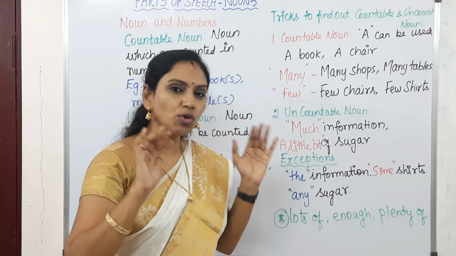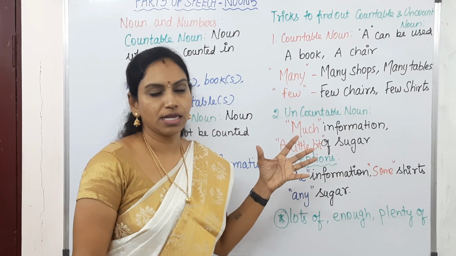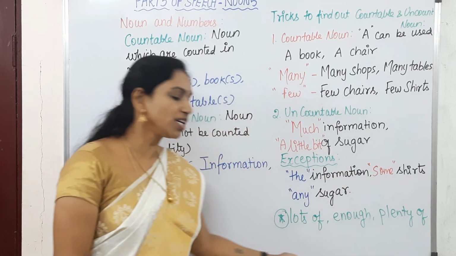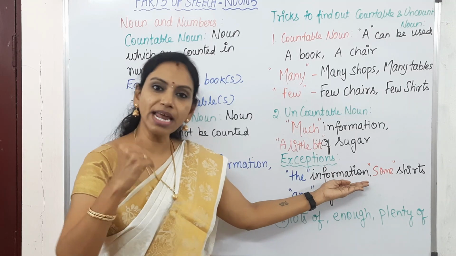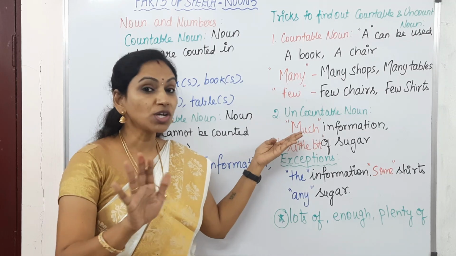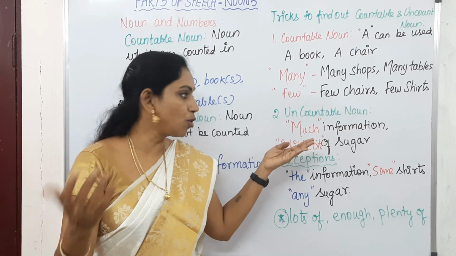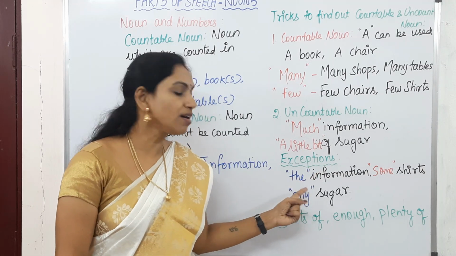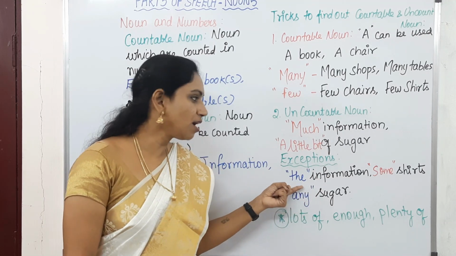Then, if the noun is uncountable, you will use much, a little bit. But in the examination, instead of this, they may ask you these words also to confuse you. So what are the words? Information is an uncountable noun. So instead of much information, they won't give many. Many means you can count it. Much means uncountable. So you will use much. So if in your exam they ask you about information, you can blindly write it as an uncountable noun. You can use the also.